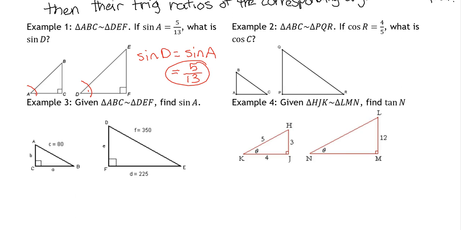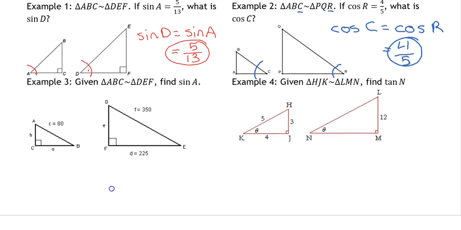Looking at example 2. Triangle ABC is similar to triangle PQR. If cosine of R equals 4/5, what is cosine of C? Well, C is here, and C and R are in the same place. So the cosine of C has to equal the cosine of R, which is 4 out of 5. The cosine of C equals 4 out of 5. Done. That's it. Let's look at our next example.